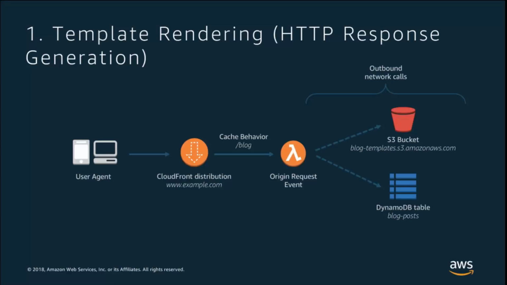So you could have an origin request event function which gets triggered when the path matches /blog. And what this function would do is it makes network calls to multiple endpoints. So you could go to an S3 bucket, it can fetch the template. It can make another call to DynamoDB to fetch the JSON object and put these together to create the response, which is then served back to the viewer. So you could have the rendered template cached and then serve the response back to the viewer.